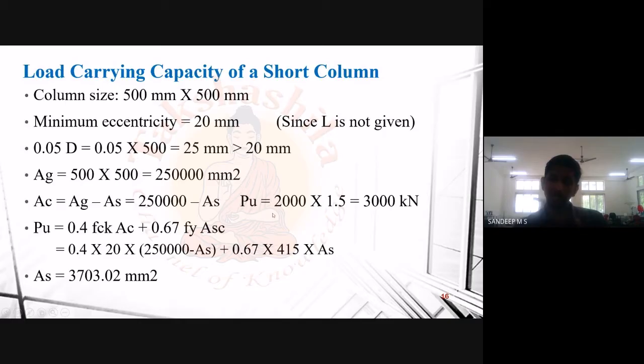And again, the factored load is, we were given a service load of 2000, so the factored load or the design load is 2000 into 1.5, that is coming around 3000 kilonewton. Now we are just substituting these values in our equation.